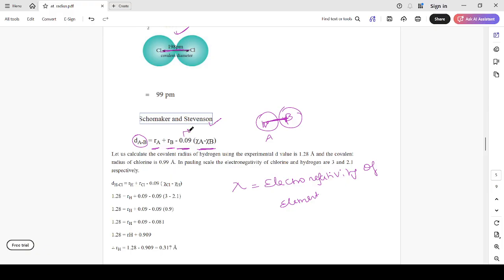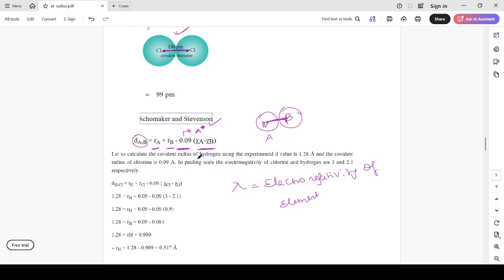This 0.09 holds good for Armstrong units. If they have given you some other radius or d value, you can convert this into a particular value. If it is in nanometer, convert it accordingly.